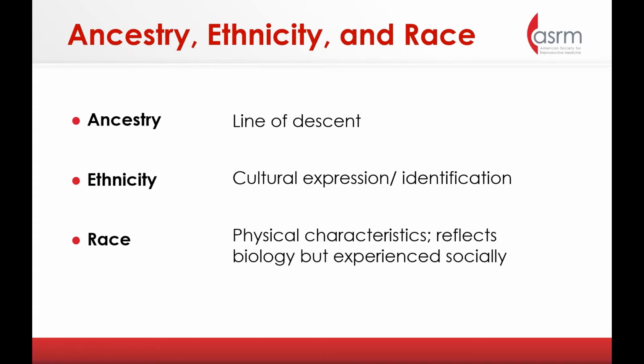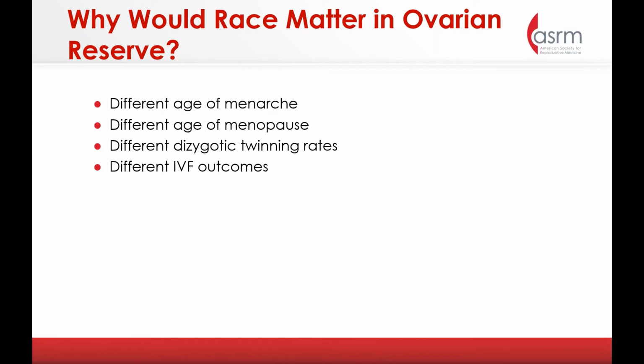And lastly, race is based on shared physical or sometimes social qualities into categories generally viewed as distinct groups. It's largely based on physical characteristics like skin color, eye shape, height. Race also overlaps but is distinct from ancestry, and the view of race as a purely social construct is relatively new. So why would race matter in ovarian reserve? There's several epidemiological observations that suggest a difference. For example, differential age of menarche.